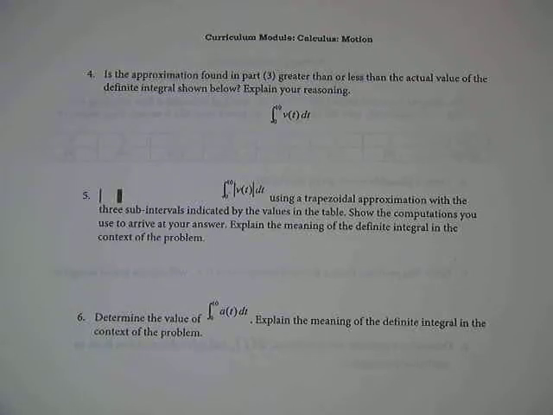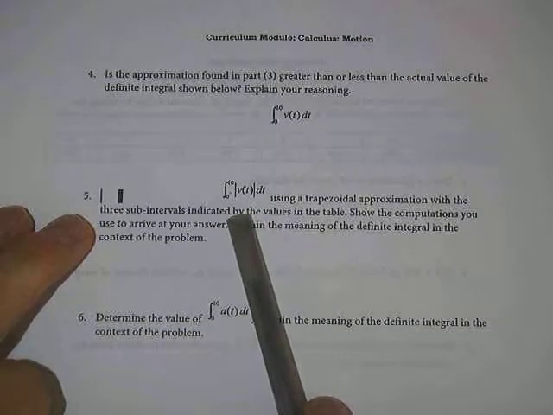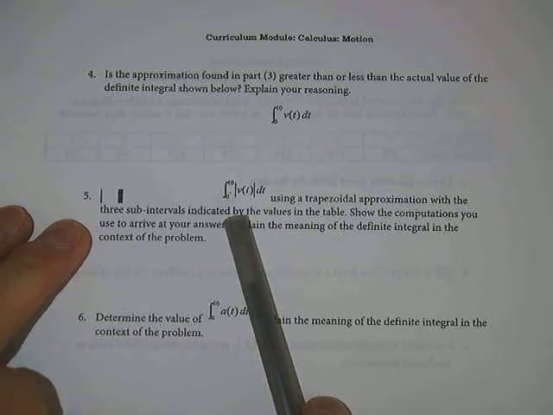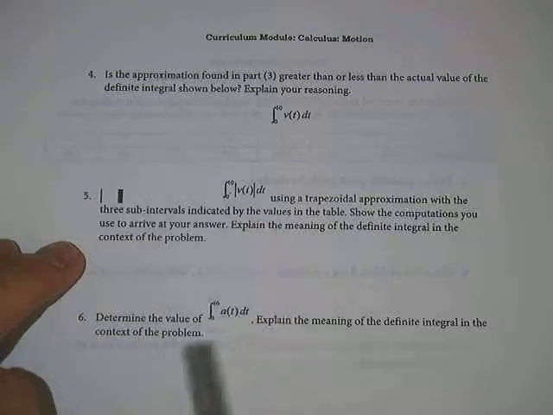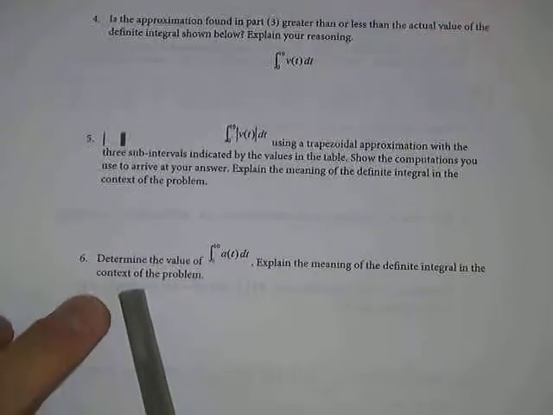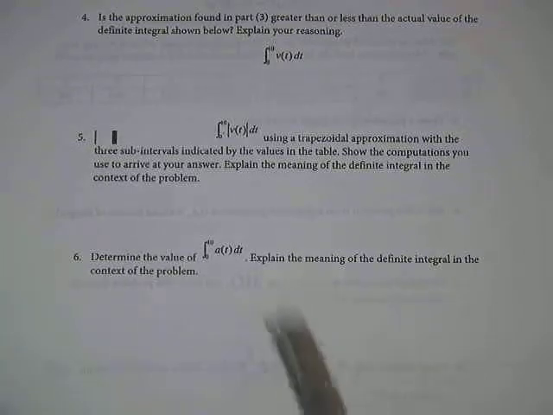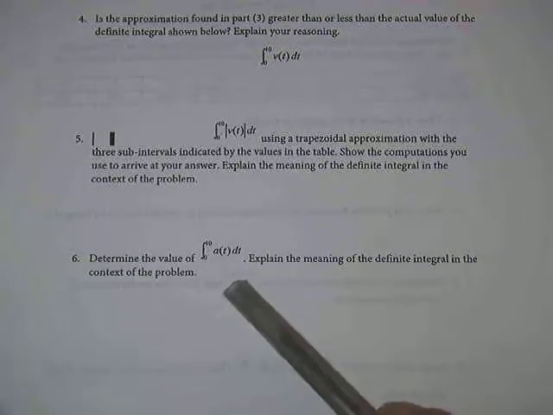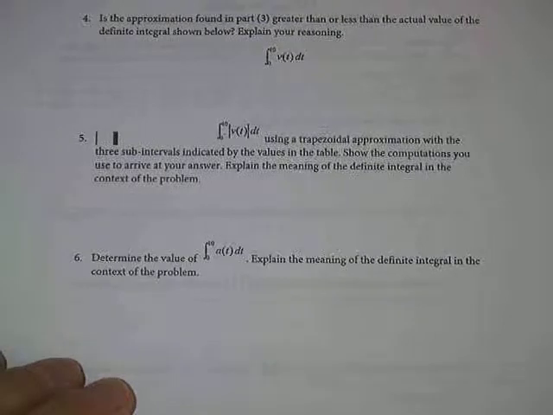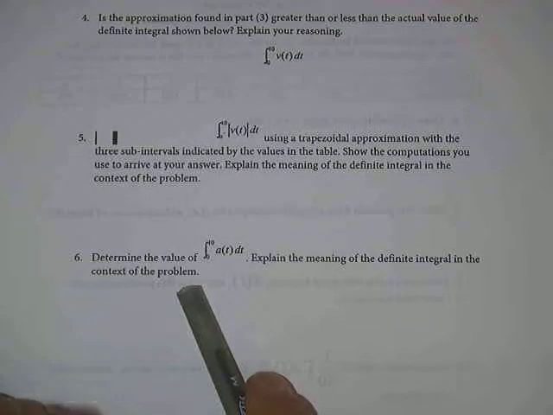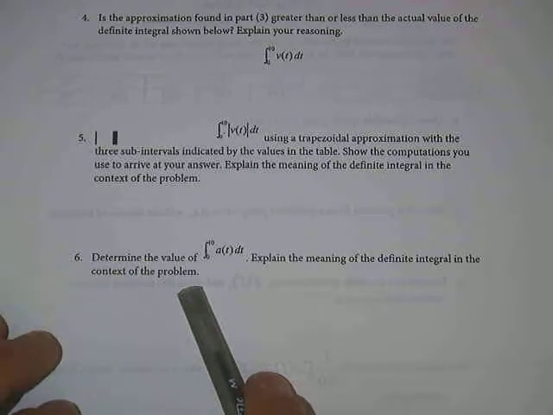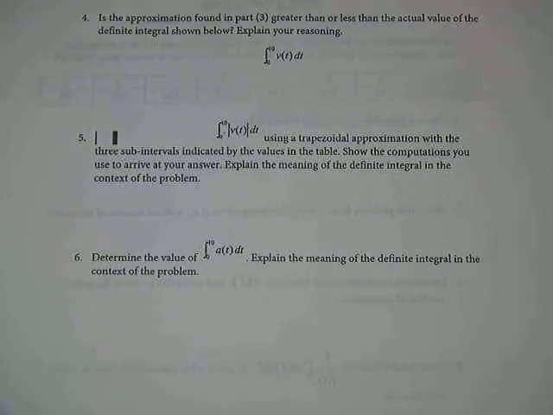Alright, and the last few parts here are on this page, I guess. But the approximation in part 3, is it greater or less than the actual value? If we use left Riemann sum, and this is a decreasing function, we know that the rectangles we draw are going to be above. So therefore, that would be an overestimate that we found. Again, because when we have a decreasing function, LRAM always gives us an overestimate.